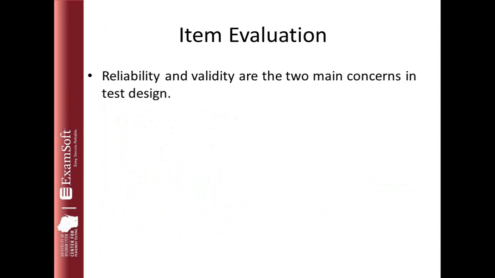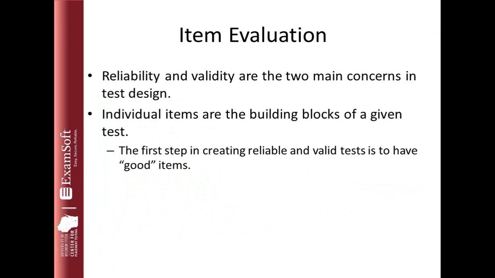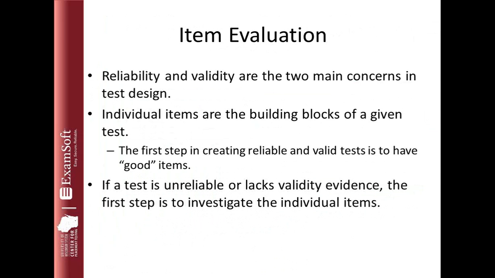So reliability and validity really are the two main concerns that we have in test design. But ultimately, the individual items are the building blocks of the test. So the first step in actually creating a reliable or valid test is to make sure that you have good items. If a test is unreliable or lacks validity evidence, then your first step is to actually investigate the individual items. And Jim is going to talk with you about how you can do this.